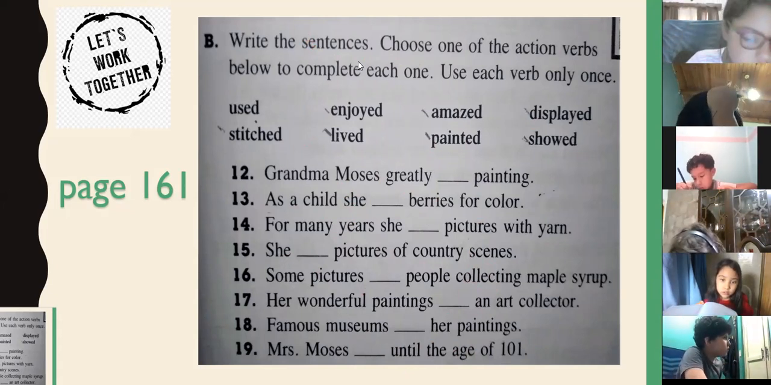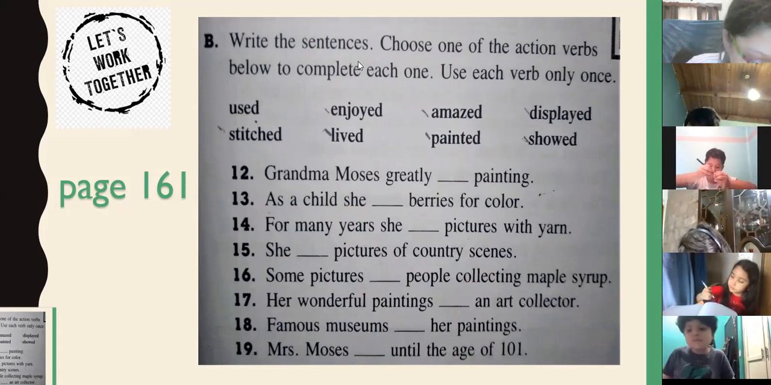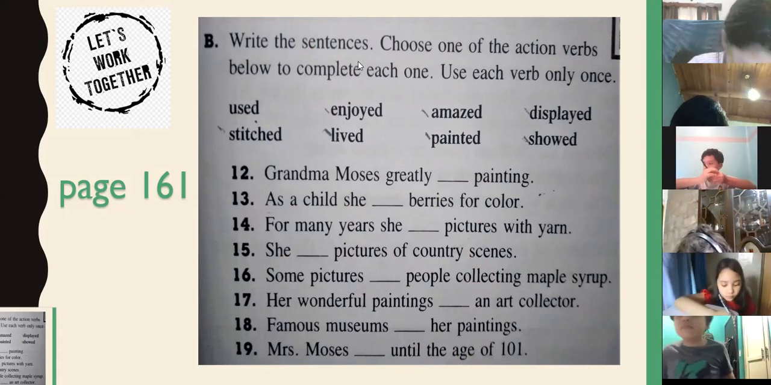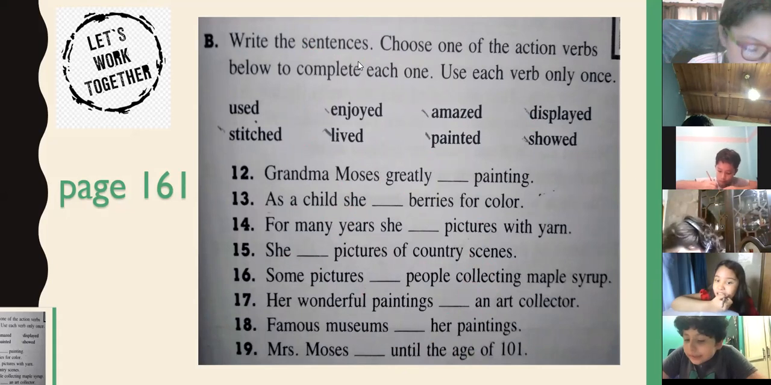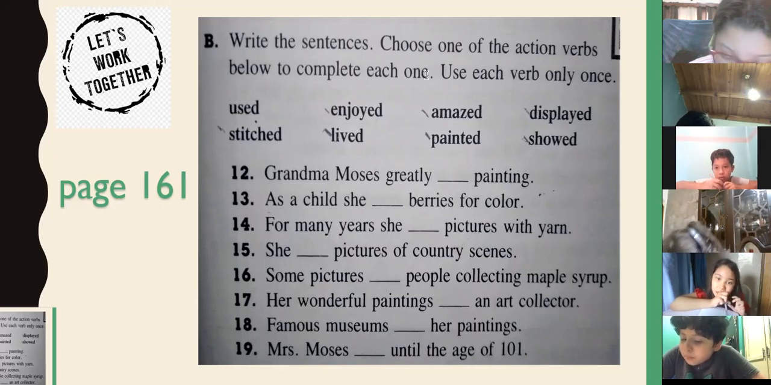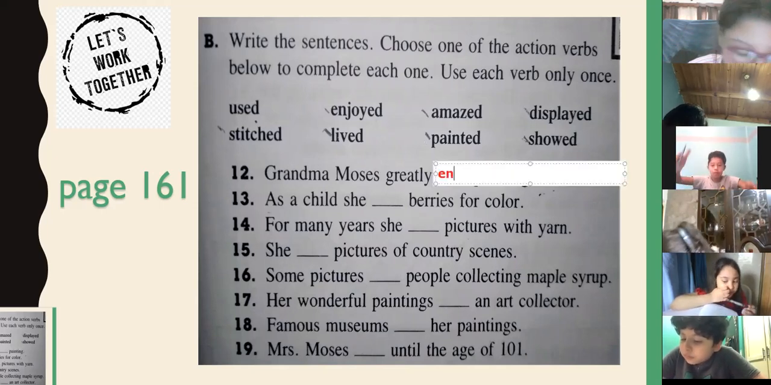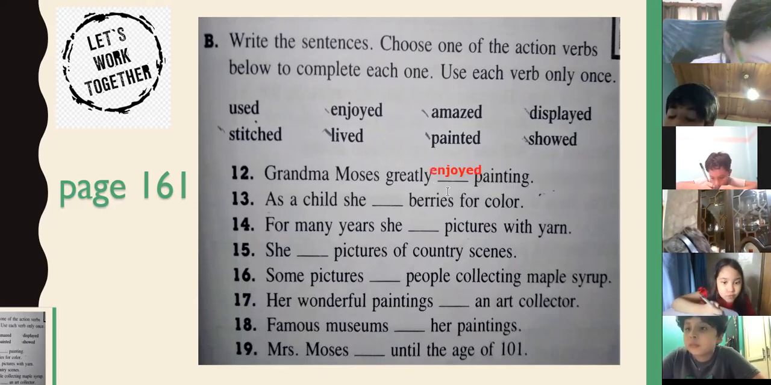Colette, you are going to help me with sentence number one, and give me the answer. Okay. Grandma was greatly fainting. Mm-hmm. Enjoyed it. Enjoyed, that's right. That's going to be number one. So this is going to be the answer to number one. Excellent.